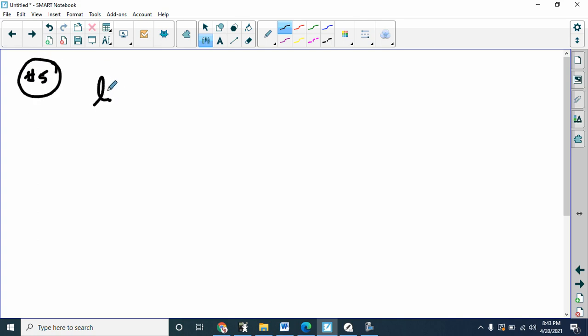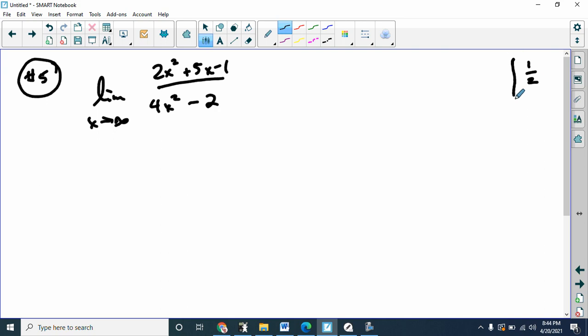Let's go, number 5. Let's evaluate the limit as x approaches infinity of (2x squared plus 5x minus 1) over (4x squared minus 2). The fastest, easiest way to do this one is to remember the rules for horizontal asymptotes. The limit as x approaches infinity: the degrees on the top and the bottom are both 2, so you would divide the leading coefficients, 2 divided by 4, and get 1/2. 1/2 should be the answer.